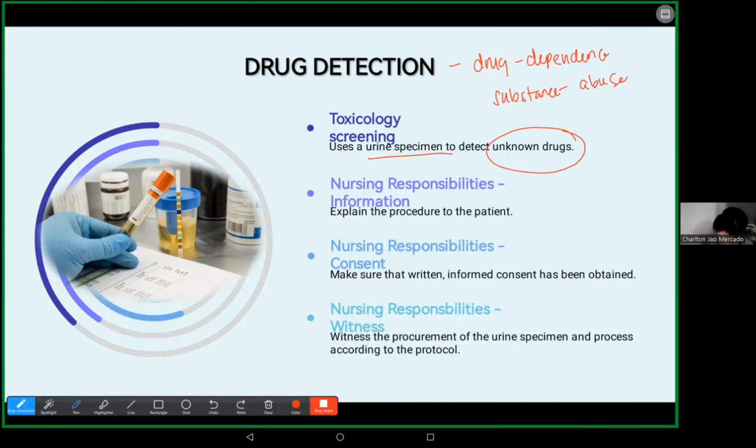Other term dito is yung toxicology screening. Okay, your nursing responsibilities again is to explain the procedure, and we want to make sure that we are getting the informed and written consent.